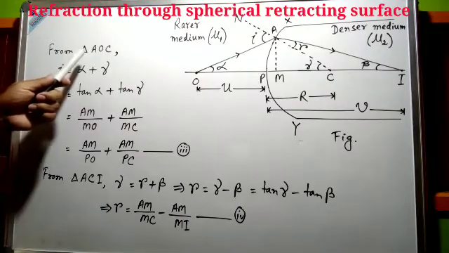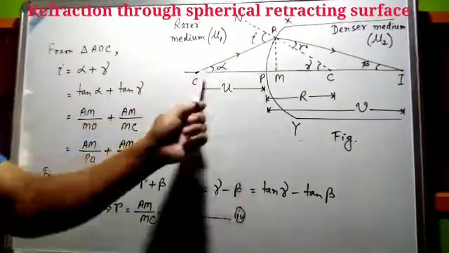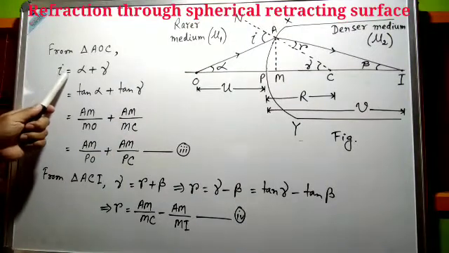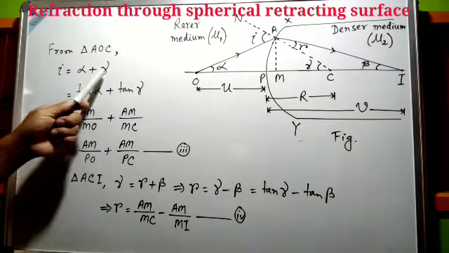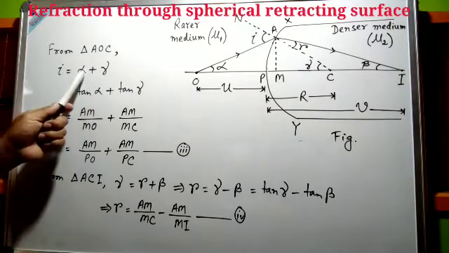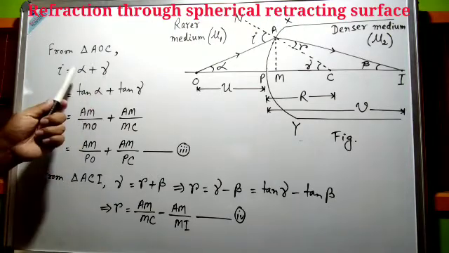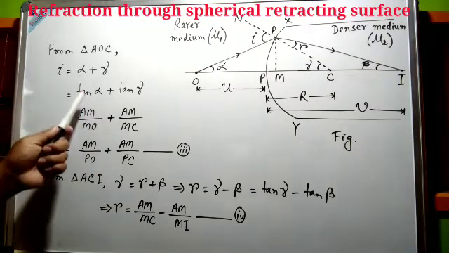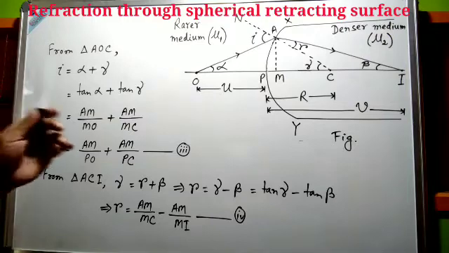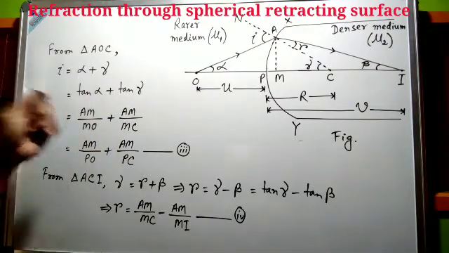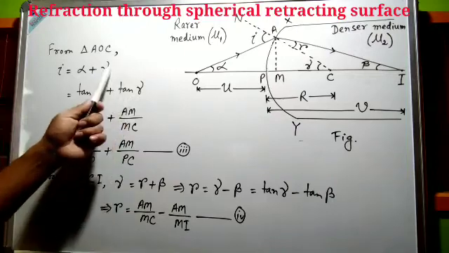So from triangle AOC, exterior angle I equal to the sum of two interior opposite angles, that is alpha plus gamma. I equal to alpha plus gamma. And since the angles are small, tan alpha is approximately equal to alpha, and tan gamma is approximately equal to gamma.